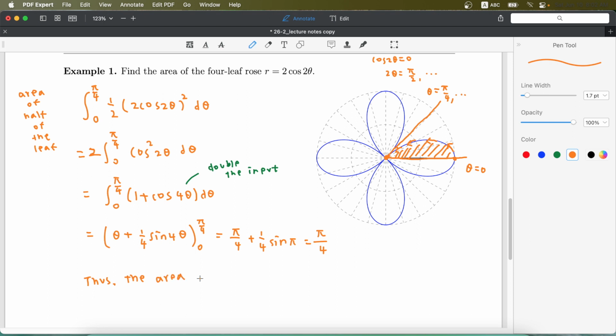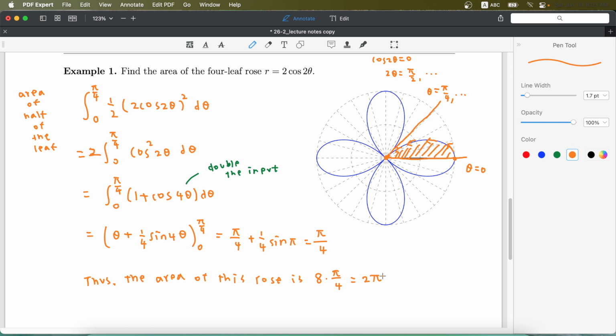Therefore, the area of these rows is, okay, previously we said that we just calculated the area of half of the leaf. We need to multiply by 2 to get the area of a single leaf, and then multiply by 4 to get the whole area. Okay, so we multiply this number by 8 to get 2 pi. Is that okay?